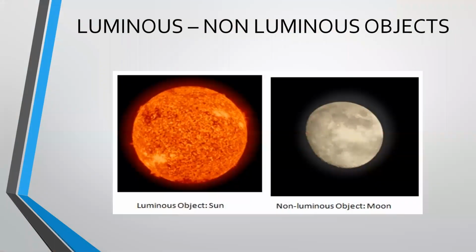Luminous, non-luminous objects. We cannot see something if there is no light. Yes. So objects that give out light are called luminous objects. Objects that do not give out light are called non-luminous objects. Example of luminous objects: sun, candle, etc. Example of non-luminous objects: moon, book, etc.